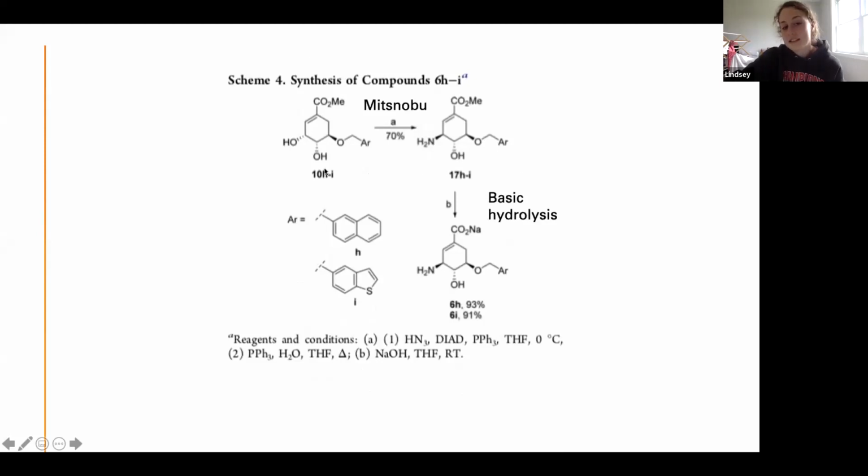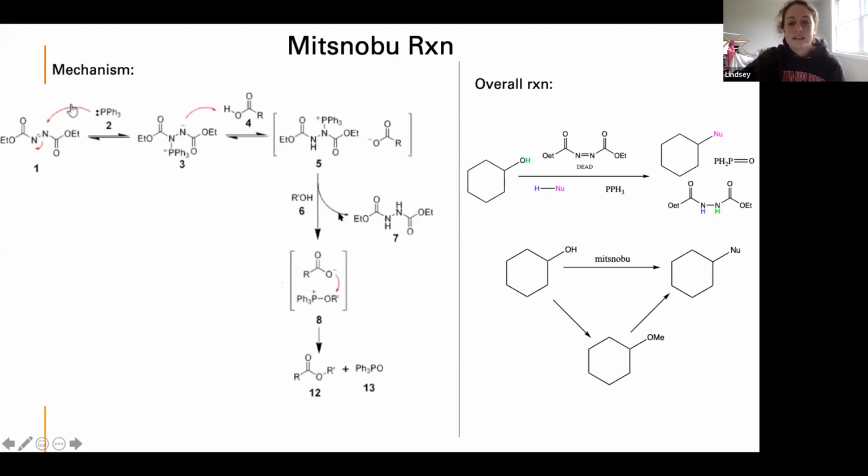So the next synthesis is actually very interesting. They use the Mitsunobu reaction. Basically, the Mitsunobu reaction is a shortcut to using the alcohol group as a leaving group. Usually you have to do the mesylate and then use the mesylate as the leaving group. But what actually happens is they just shortcut it, using OH as a leaving group and then attaching on that nucleophile. They usually use DEAD, but they actually use DIAD.